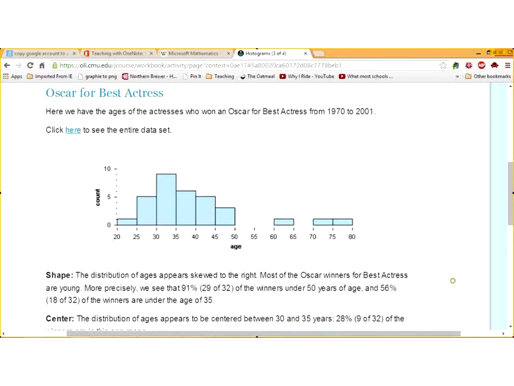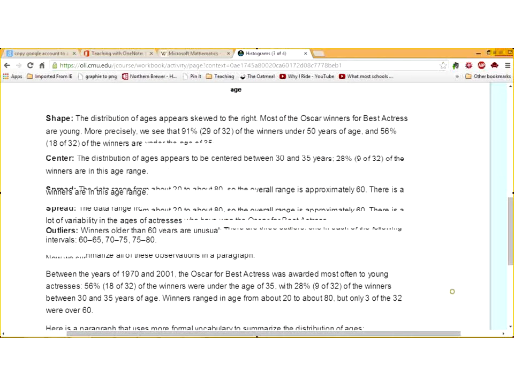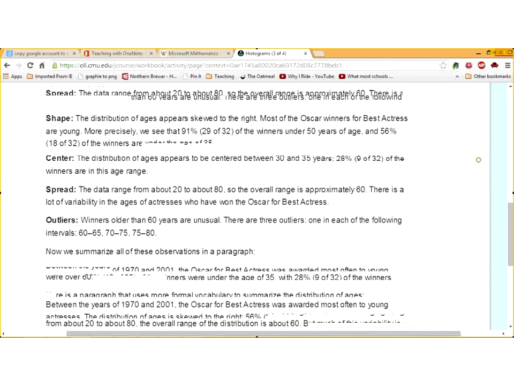Spread. Overall, the actresses ranged from their early 20s to their late 70s. I don't know exactly what the highest age is. But the bulk of actresses more typically tend to be from 25 to 50 years old, or even more typically from 25 to 45. And then there appear to be perhaps 3 outliers: this actress in her 60s, and then 2 actresses in their 70s. And that's what all of that says.